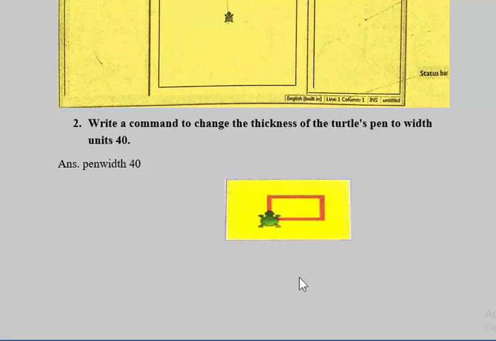You can change the thickness by any units like 40, 60, 90 but here 40 is given so we will write pen width 40. So these are the two questions. I hope you will easily understand them. Thank you.